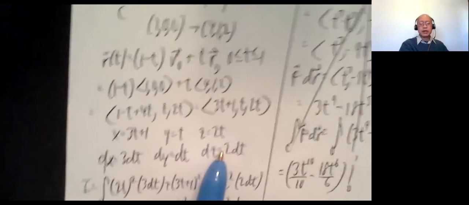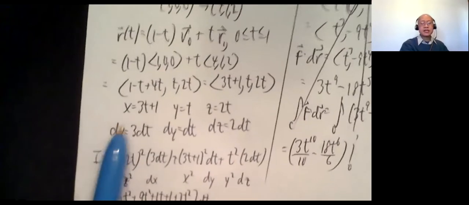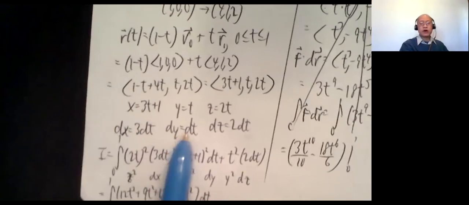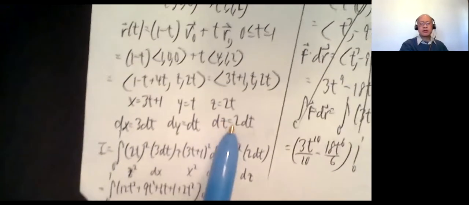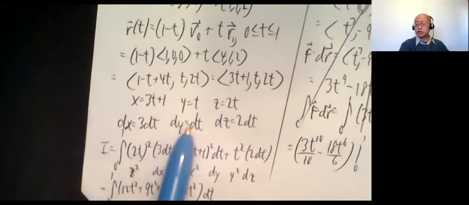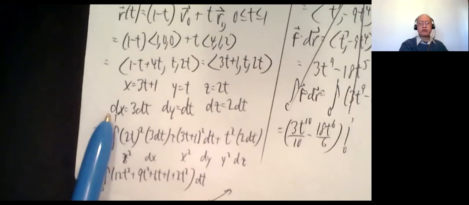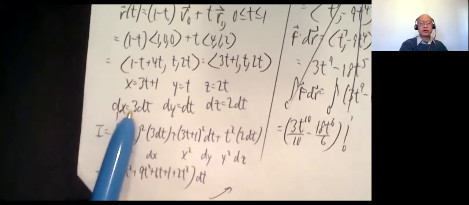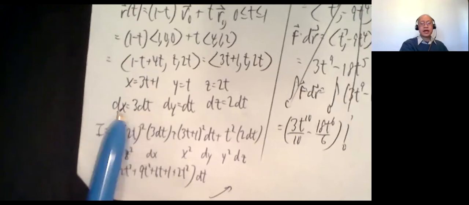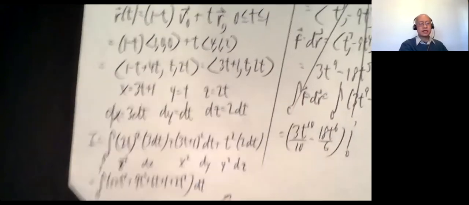Okay, so the next job is to write everything in terms of t. Okay, dx is 3 dt, right? dy equals dt, dz equals 2 dt. Technically, you could say these were differentials in Calc 1, right? The Leibniz notation in Calc 1, you would say dx/dt is 3, just multiply both sides by dt, and it looks like this, right? dx is 3 dt, dy is dt, dz is 2 dt.